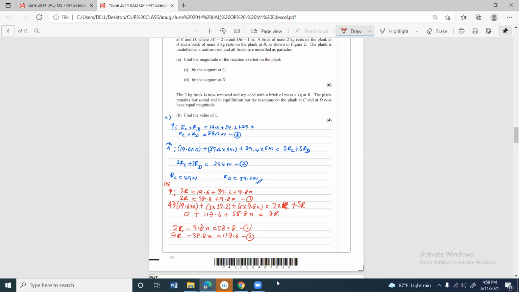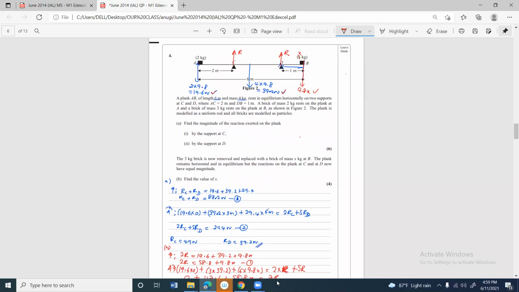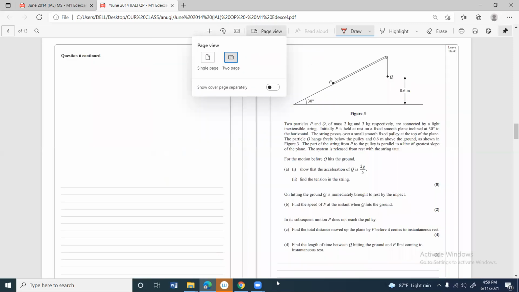The first answer is for the reaction R. R is 47.04. The other one is 3.6. Therefore, x is equal to 3.6 kilograms. That's the answer for this. So just go ahead with this and make a review of this.